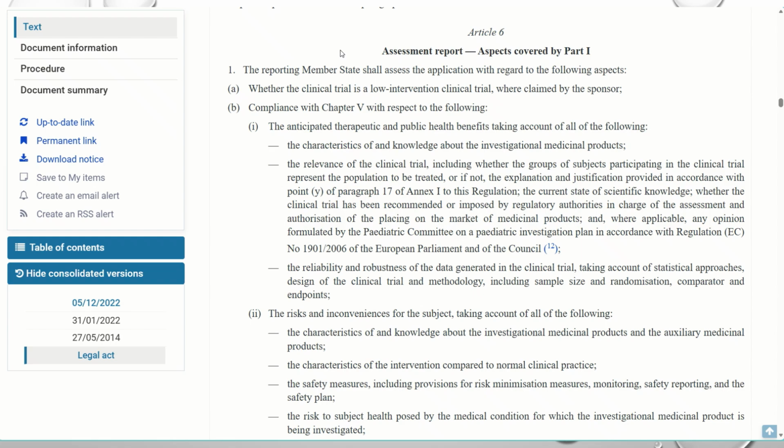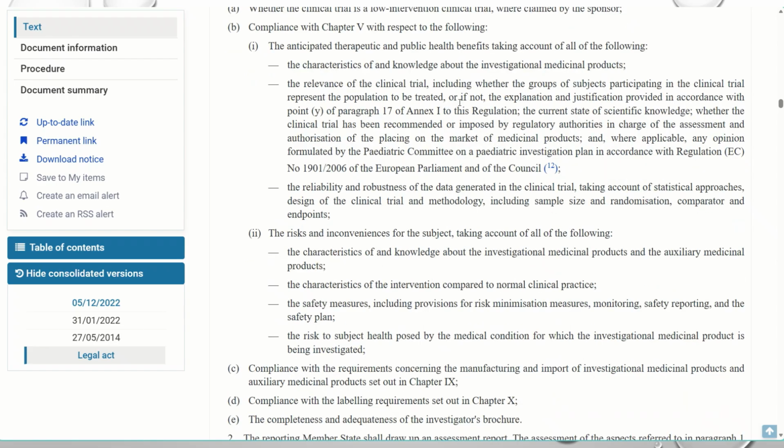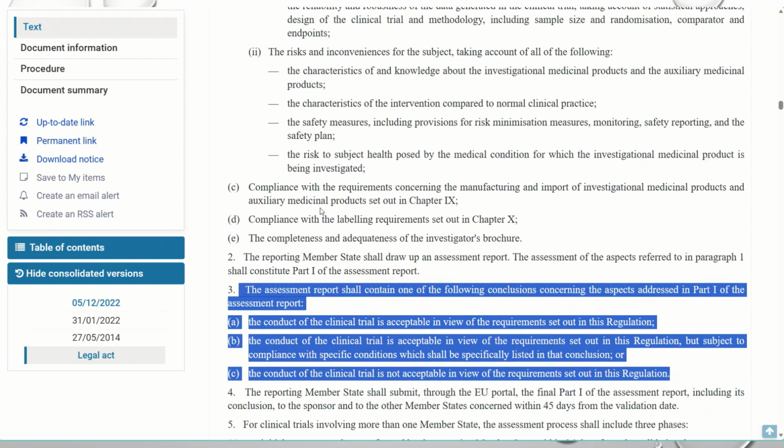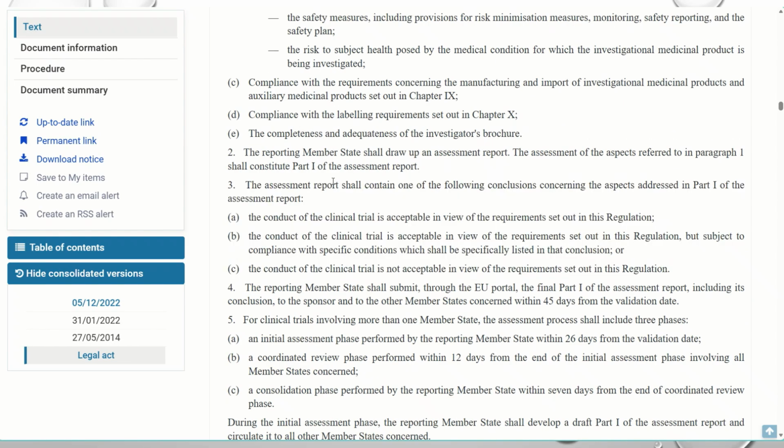Article 6 of the clinical trial regulation talks about the assessment report and part one of the assessment report. So there are certain things we're looking at: the therapeutic and public health benefits, the benefit and risk profile, and the compliance with manufacturing and import of the investigational medicinal products or auxiliary medicinal products. So this will be the GMP requirements, the labeling requirements, and the completeness and adequateness of the investigator's brochure, which is what's used by the principal investigator or the chief investigator. And then the assessment report will be looking at certain things and basically come to a conclusion.